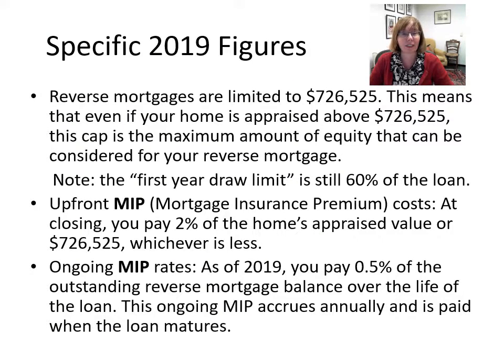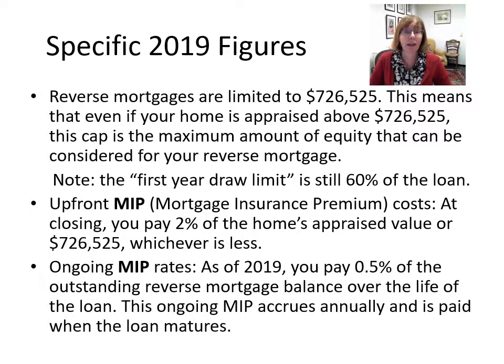Here are the specific figures for 2019. But before I get there, I should mention the official name for a reverse mortgage, which is a home equity conversion mortgage, or HECM, H-E-C-M. I think the book uses that name. I use it in my notes, so I should let you in on the secret. Okay, so you can't take out more than $726,525. That means even if your house is appraised at more than that, that's the most you can borrow, but you really wouldn't be expecting people with such very expensive houses to be taking out HECMs anyway.